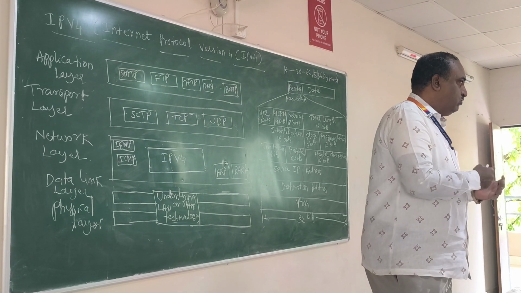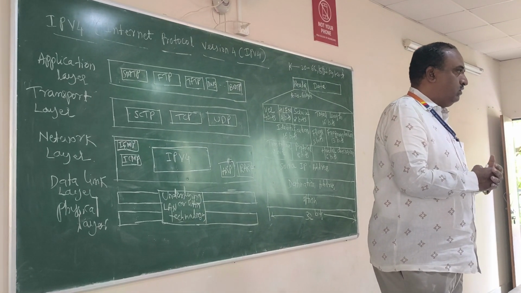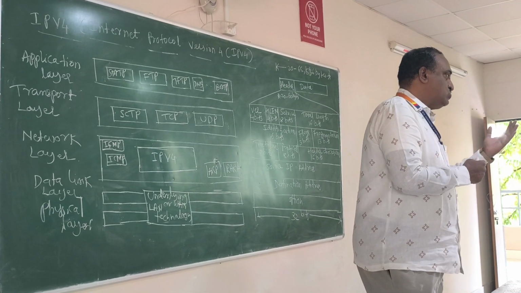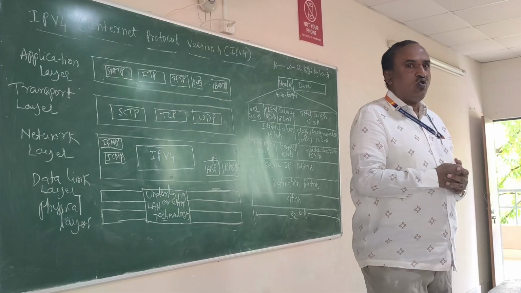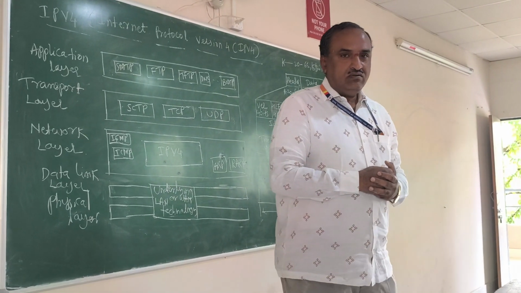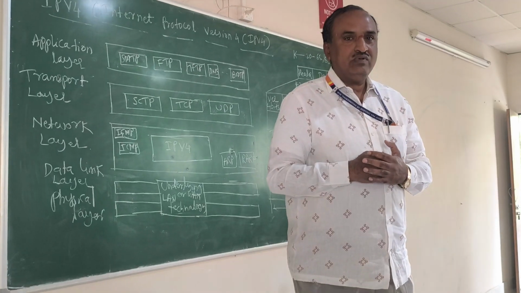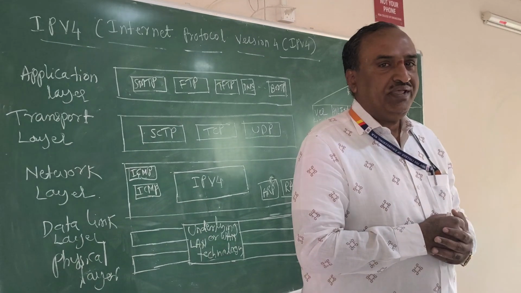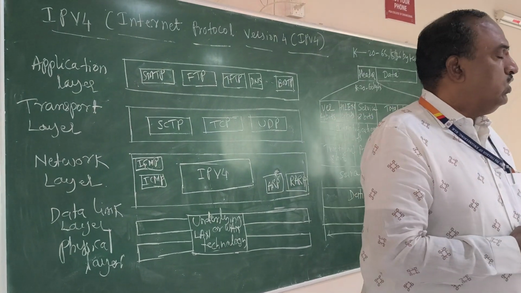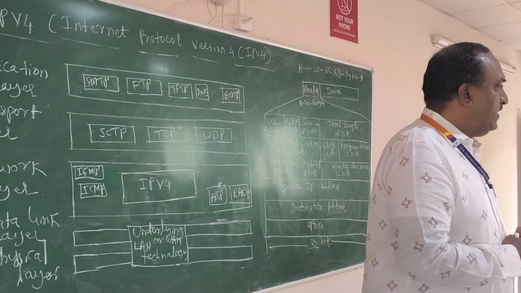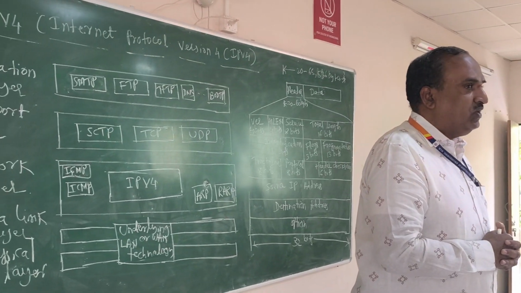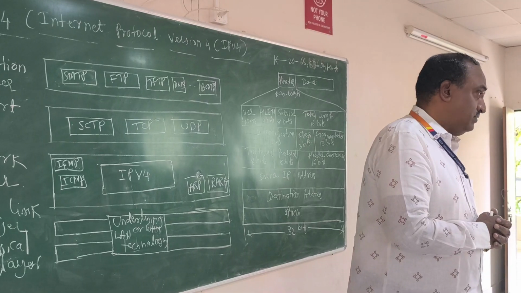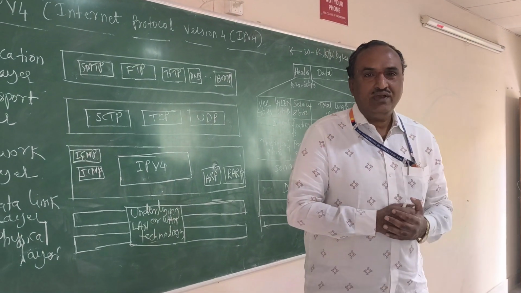Today we will discuss a few more concepts related to the network layer. You know that the functions of the network layer are logical addressing, routing, and system management. Routing is also a function of the network layer, and logical addressing is also a function of the network layer.